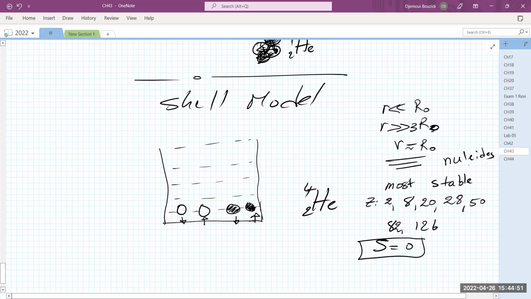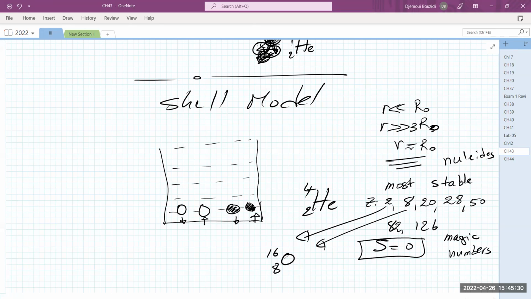Okay, so those are the elements in the periodic table, at least in terms of the nuclei, the most stable ones. Obviously, the first one is helium, described here. This one is actually oxygen. Oxygen has 8 protons and 8 neutrons. All of these numbers are called magic numbers. Just like the noble gases, inert gases in the periodic table, these are the nuclei with the magic numbers, when they have these Z numbers.